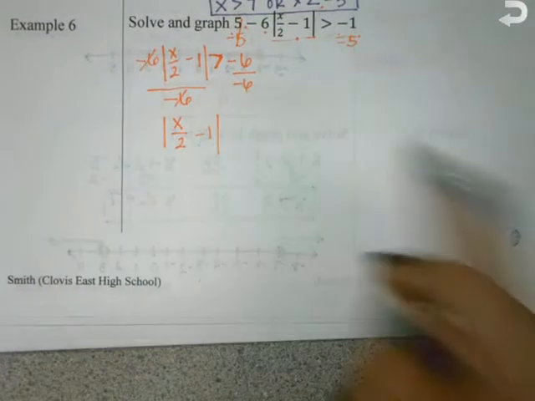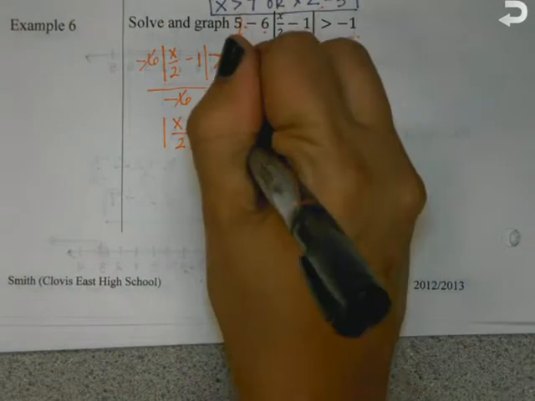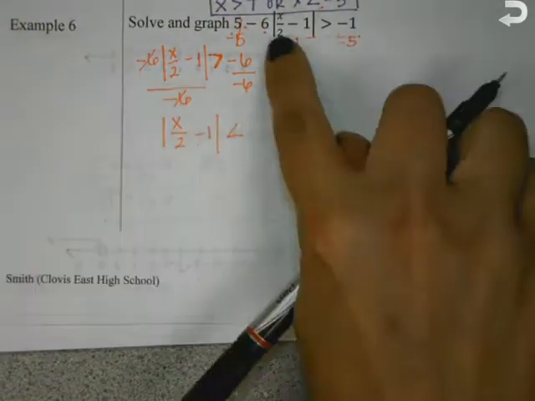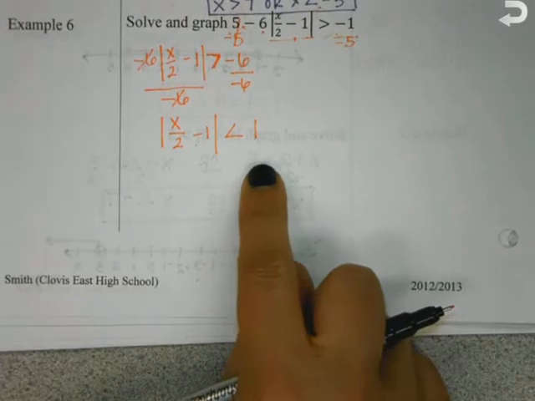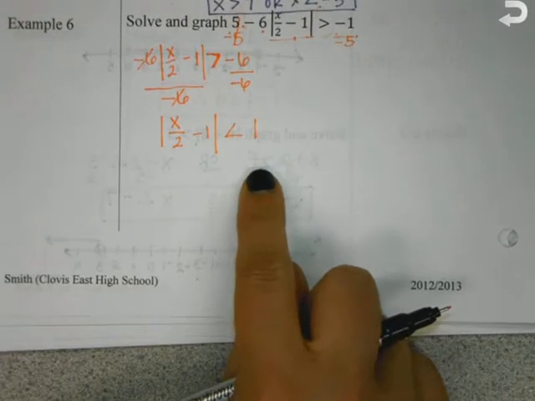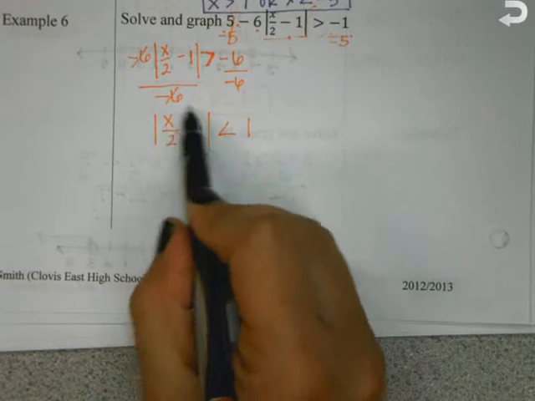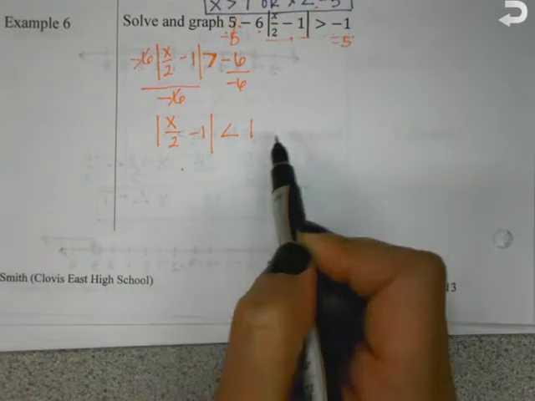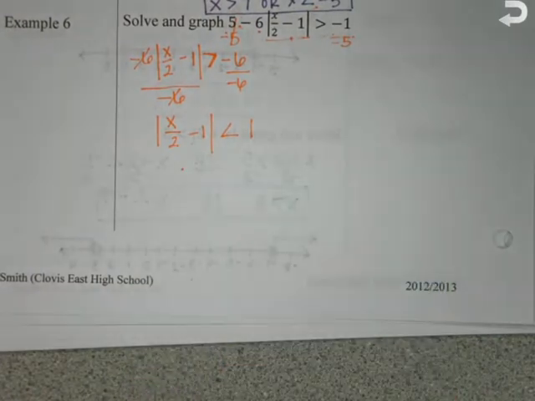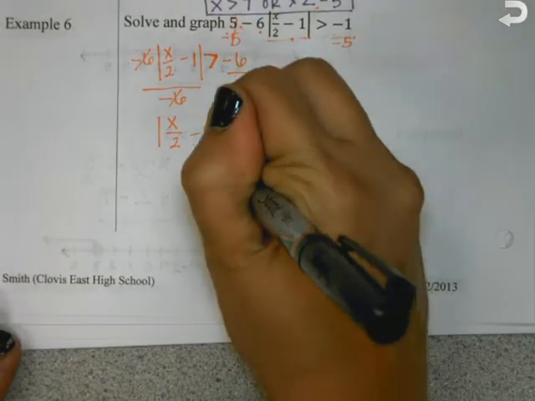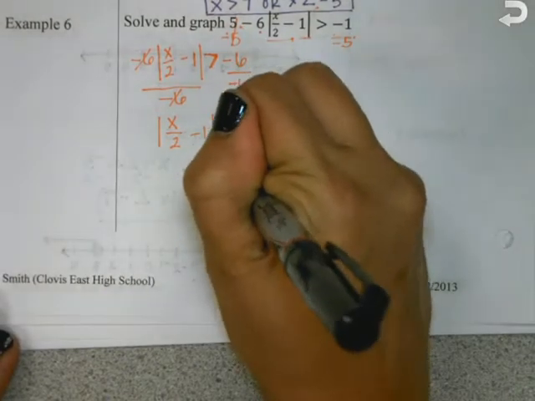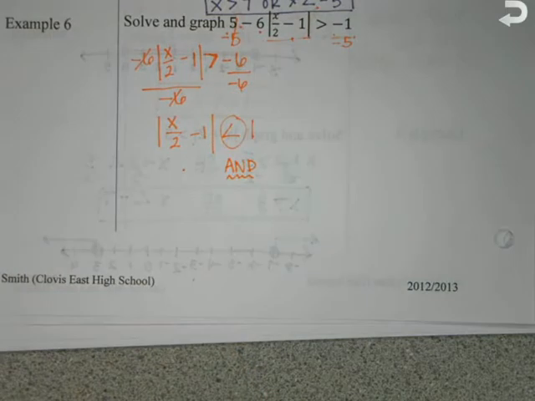So my new symbol now is less than, so I know my word is going to be and, so I'm going to write that right away. And since my word is and, I know that my two inequalities are going to combine into one. So let's split it up first. We have x over 2 minus 1 less than 1, and x over 2 minus 1 greater than negative 1.